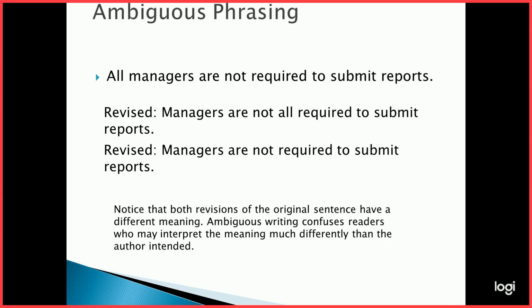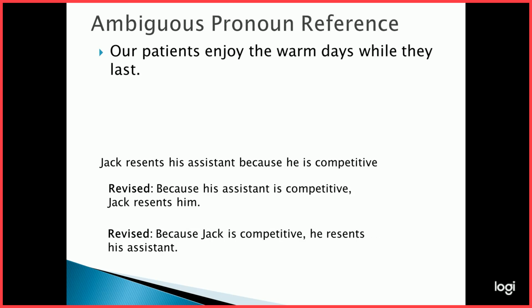Ambiguous writing confuses readers who may interpret the meaning much differently than the author intended. And this can be not only misleading and confusing, but depending on what kind of writing you're doing, it could be downright dangerous sometimes. Someone following a set of instructions for building something, for instance, might read the wrong meaning into it, and that could have pretty disastrous results. The last stat I had was that upwards of 60% of workplace writing is inefficient, poor, confusing. So pretty important.